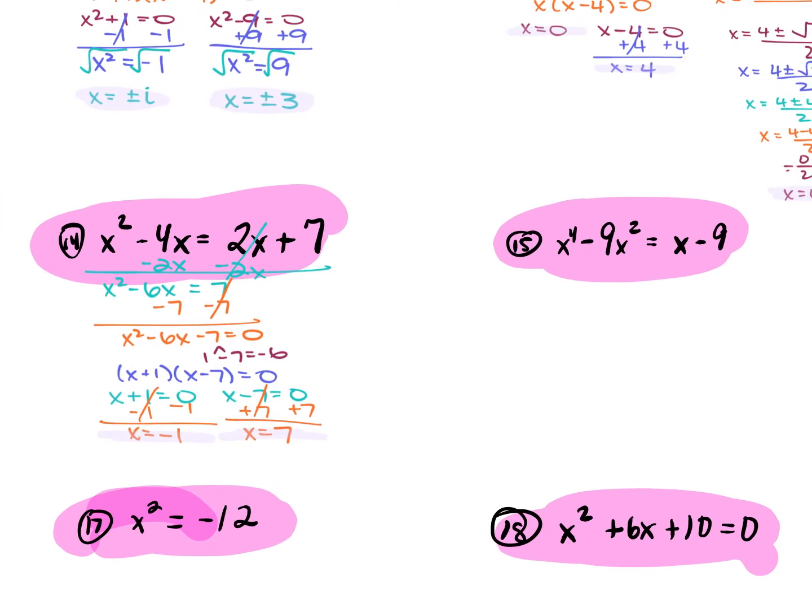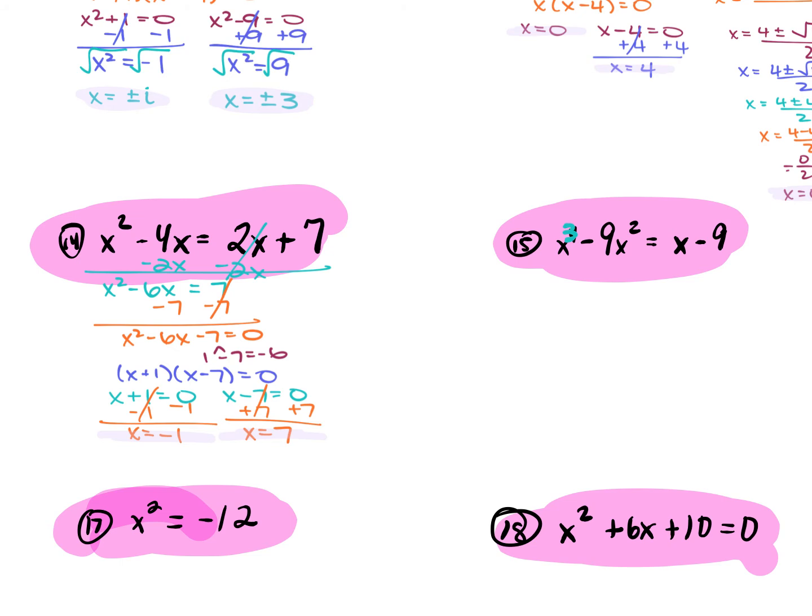For number 15, you have x to the 4th power minus 9x squared is equal to x minus 9. Do yourselves a favor, change that x to the 4th power to x cubed, and then this will actually work out. So with this one, you would move the x minus 9 over to the other side. You could also factor out an x and then divide each side by the x minus 9. It's two different ways of doing it.